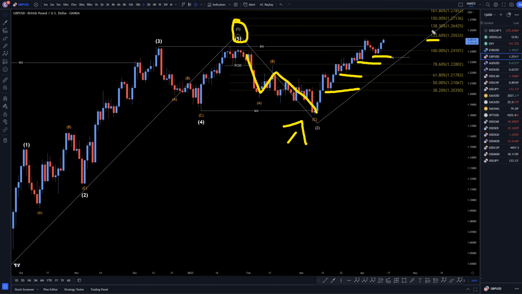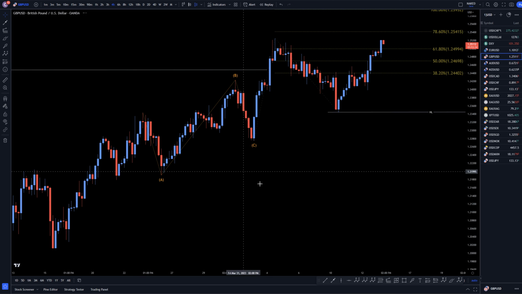It may have some resistance at one of these Fibonacci extension levels, but even if it does, I think it's just going to keep on trending up. All part of a big wave 3 like I was showing on the longer time frames. So let's take it down to the 4 hour time frame.